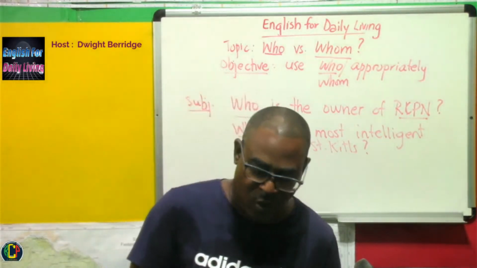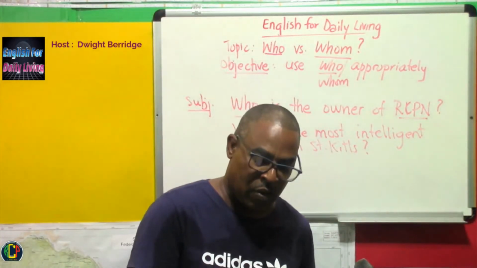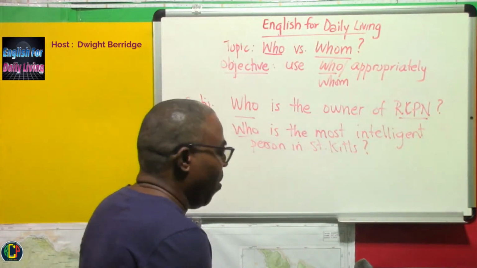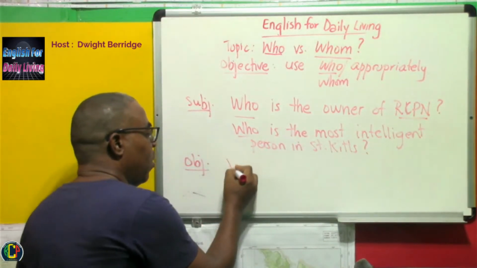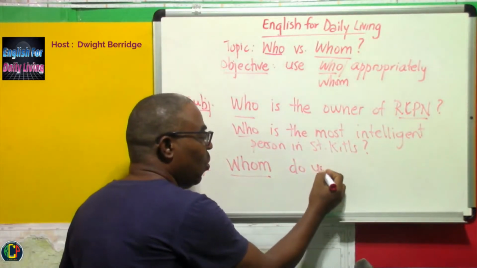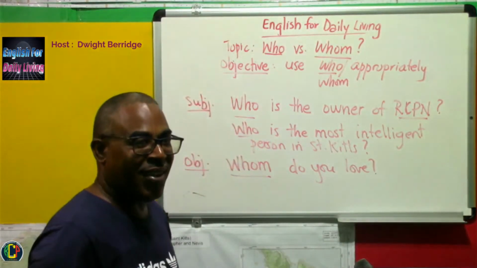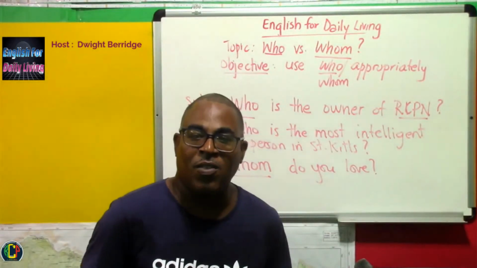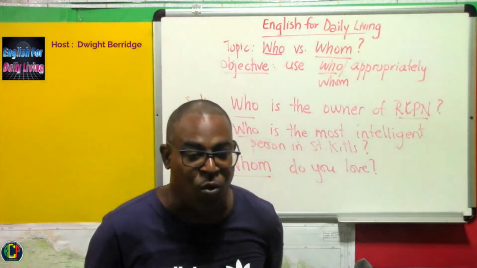So, who is used as the subject, the subjective form in a sentence. And that's clear. Now, the object. Whom? Whom do you love? Not who do you love. We all say that, but grammatically speaking, it's whom do you love? Because remember we said that if you can replace the word with him or her, use whom.